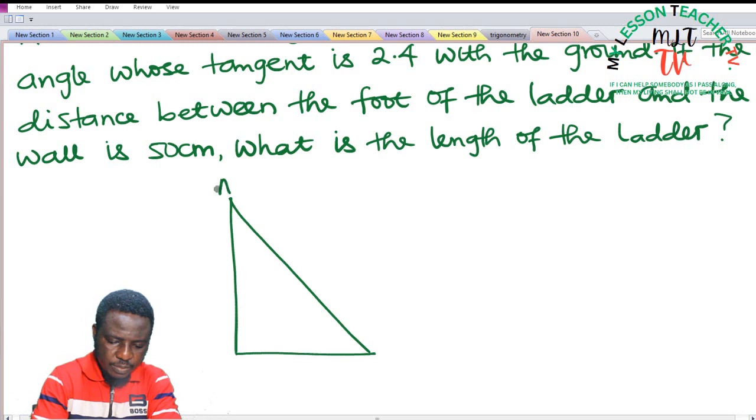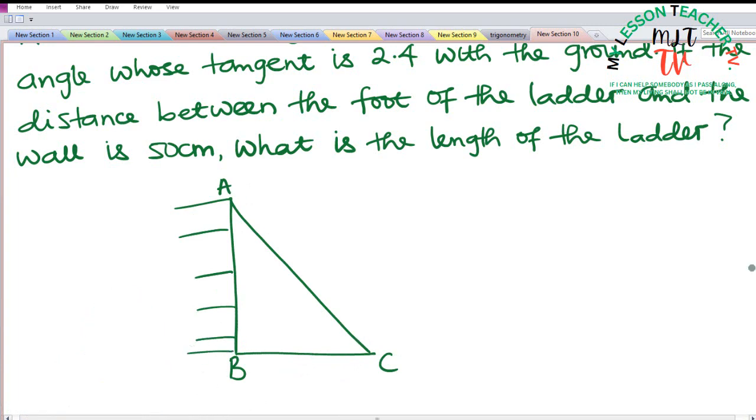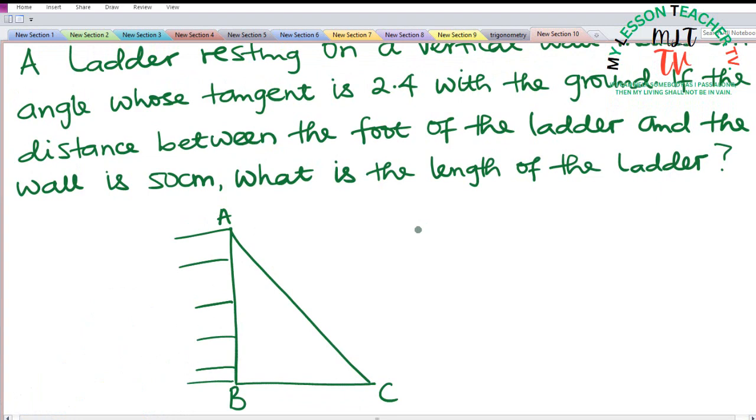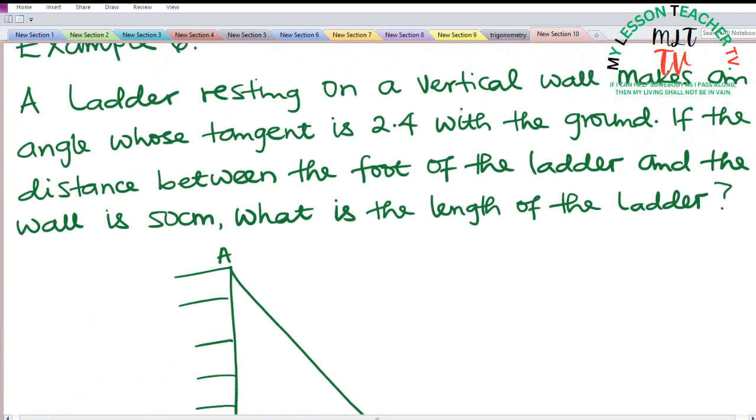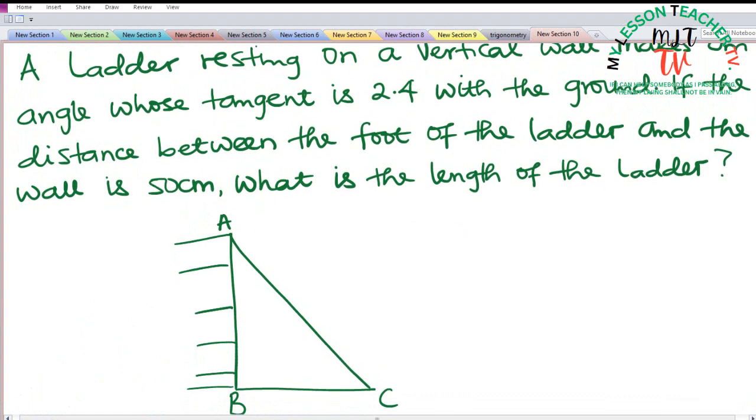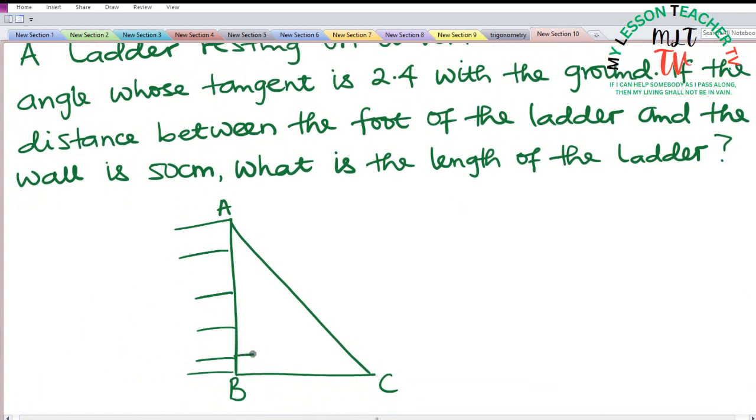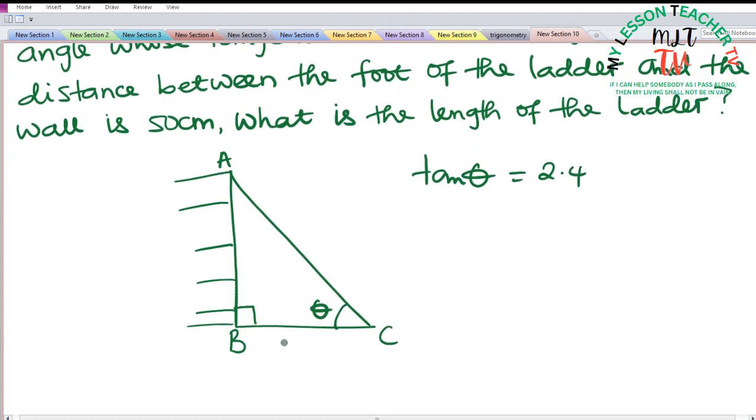This is triangle ABC, where AB is said to be the wall and AC represents the ladder. We are told that the ladder resting on a vertical wall makes an angle whose tangent is 2.4 with the ground. So this is angle theta, and it therefore means that tan theta is equal to 2.4. If the distance between the foot of the ladder and the wall is 50 centimeters, it therefore means that BC is 50 centimeters.